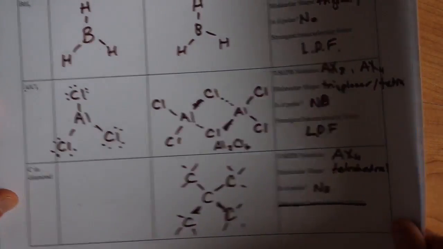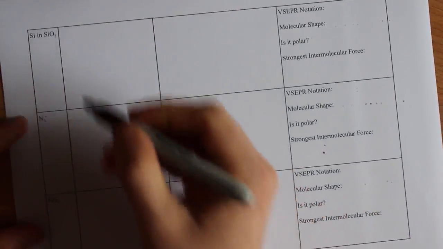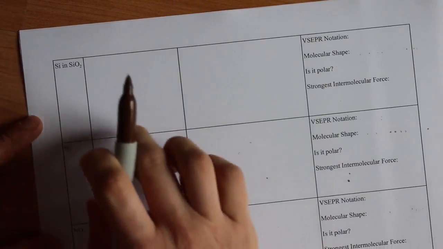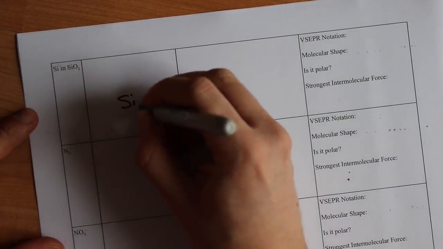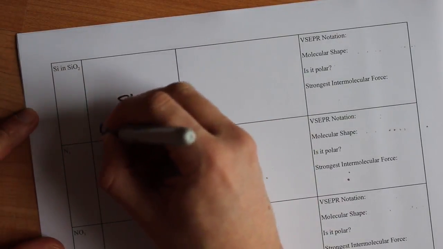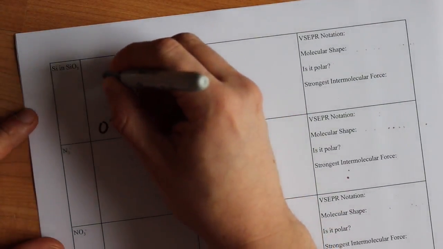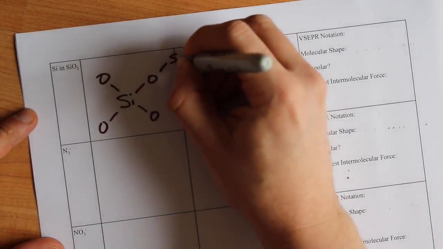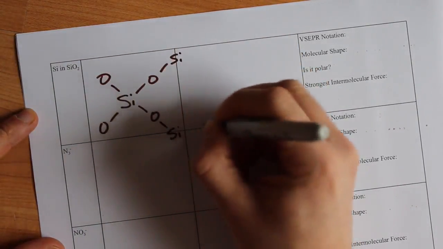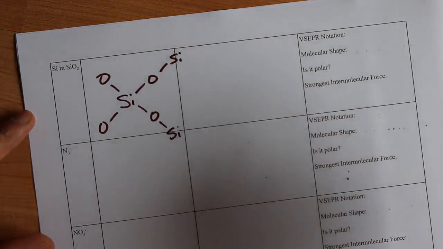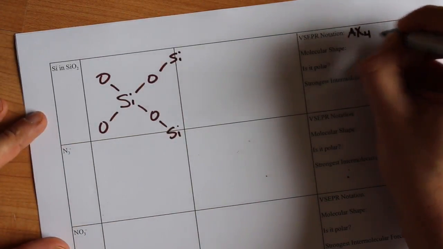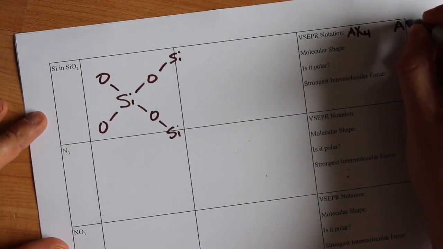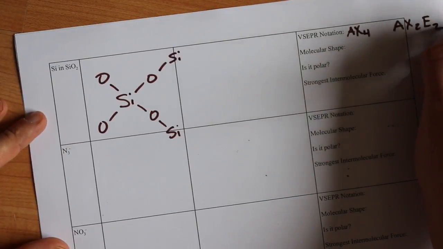Cool? Cool. You might also have been required to know what the structure of SiO2 is. Each silicon is connected to 4 oxygens, and each oxygen is connected to just 2 silicons. So, the VSEPR notation depends on which one you're talking about. The silicon is AX4, and the oxygen is AX2E2.